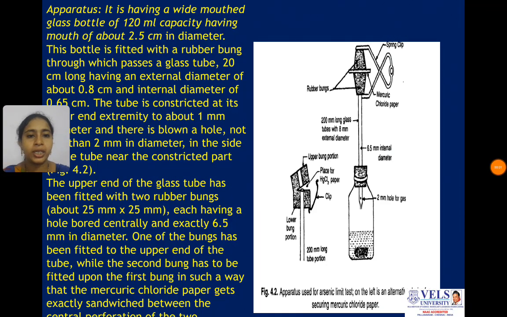So the yellow color which is stained on the mercuric chloride paper of the test is compared with that of the standard. Based upon this, how much arsenic is present in the test is found out.